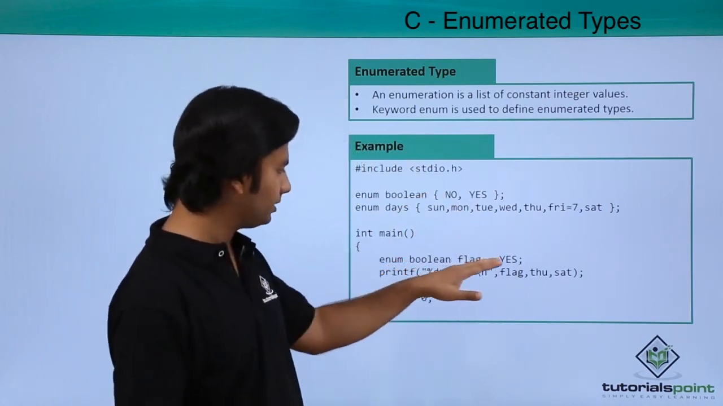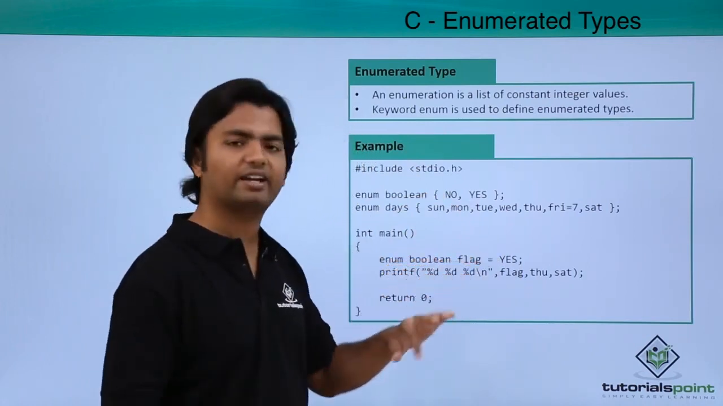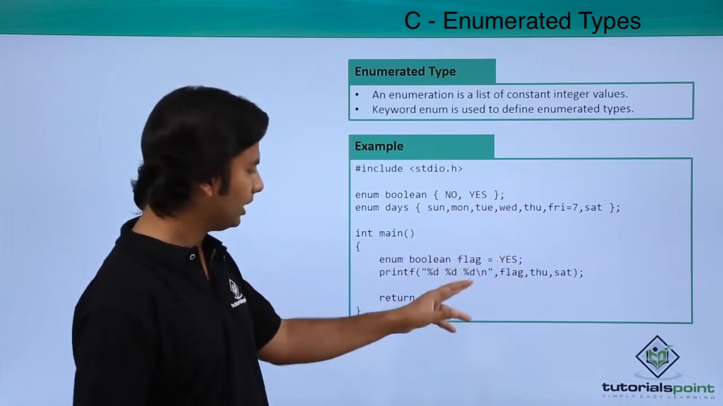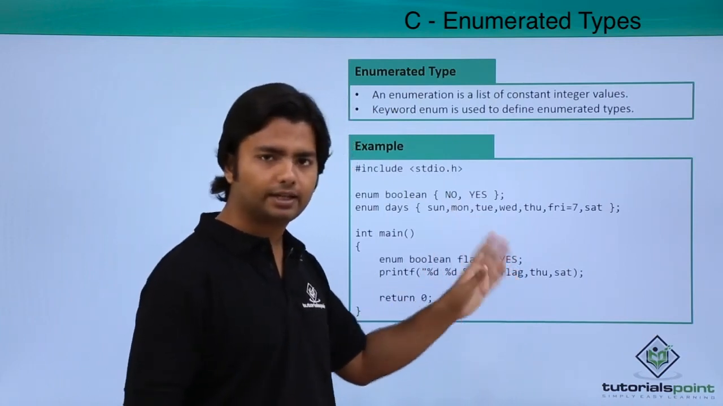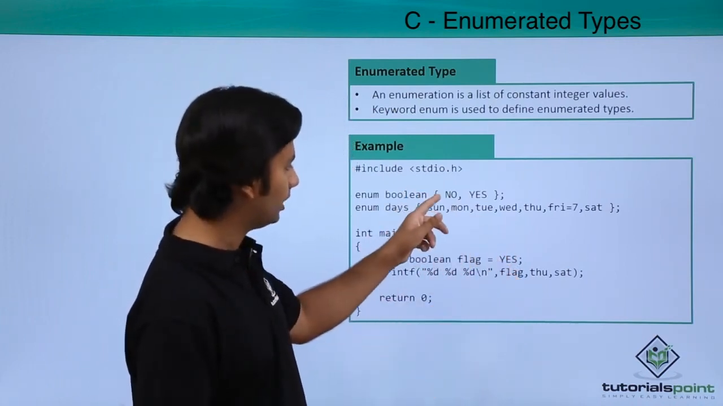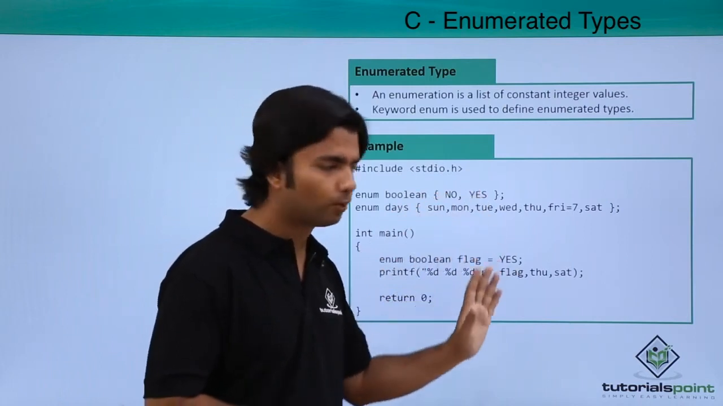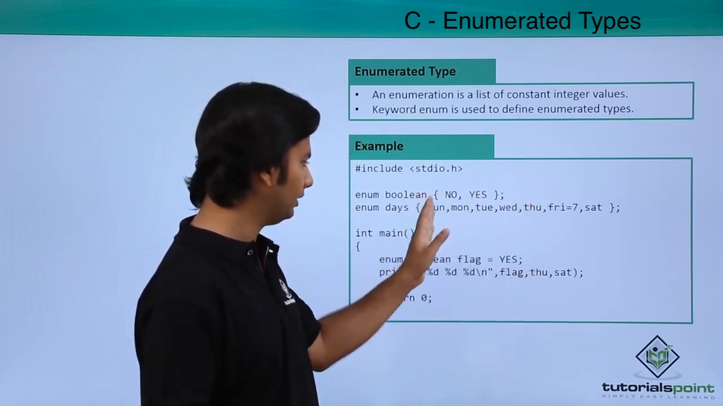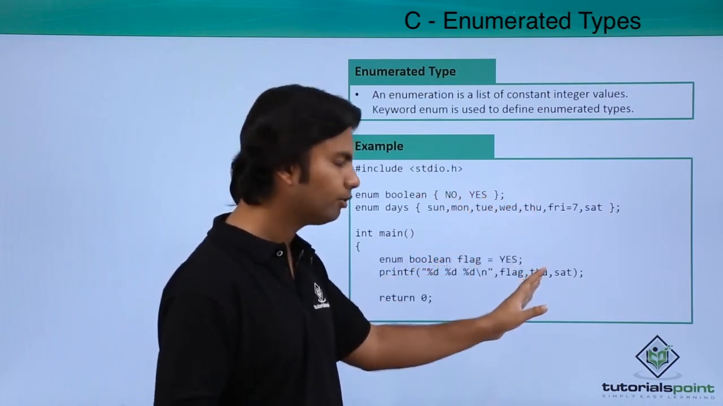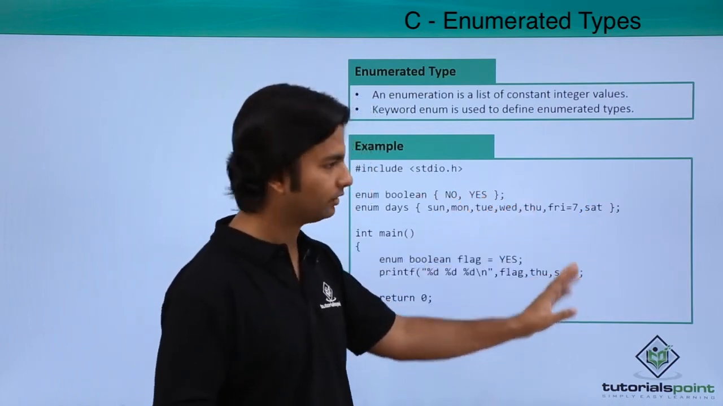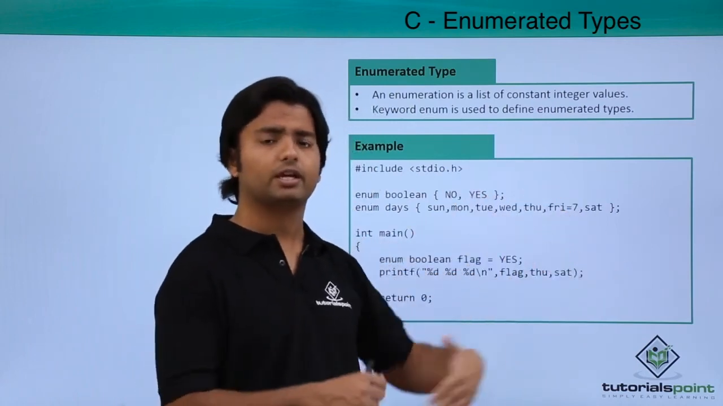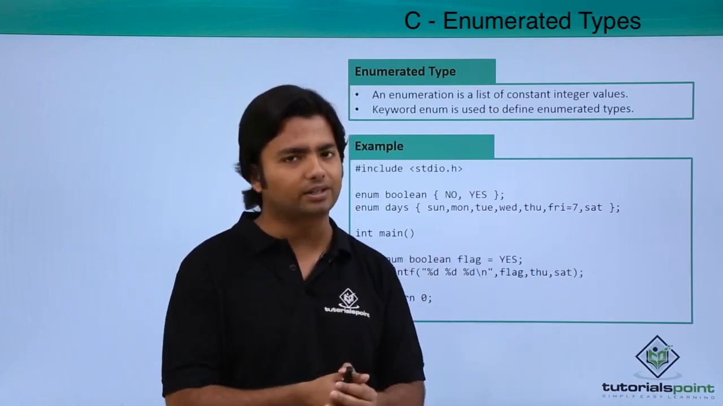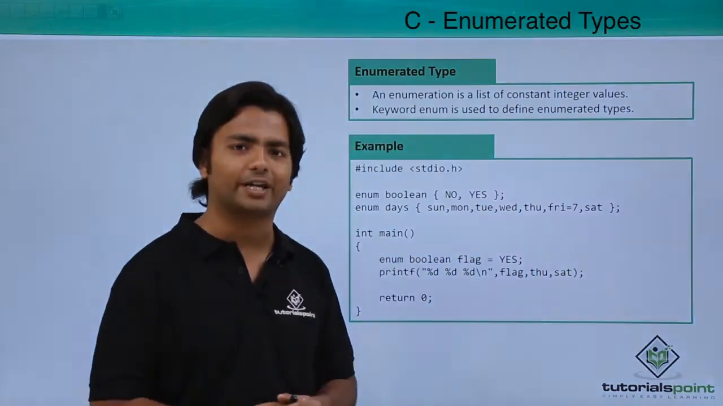So here, enum boolean flag, where flag is a variable name, and here I have assigned yes. If I print the value of flag, it will print nothing but 1, because here it is 0 and here it is 1. So the value of flag will be 1, and Thursday will be 0, 1, 2, 3, 4 for Thursday and 8 for Saturday. Since Friday is 7, the next will be incremented by 1. So rather than just seeing this here, let's have a practical implementation of enumerated types.